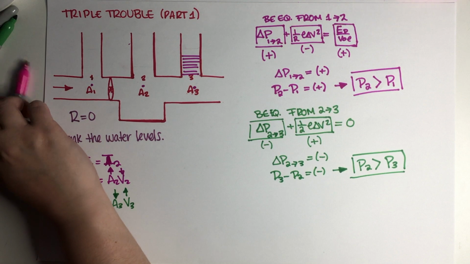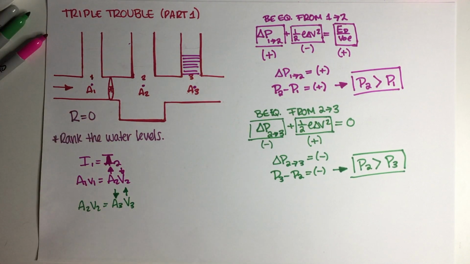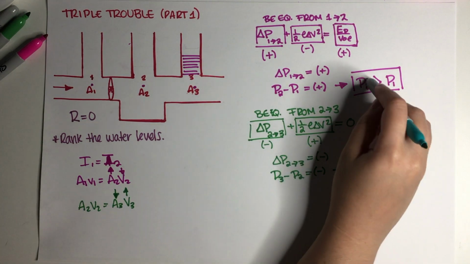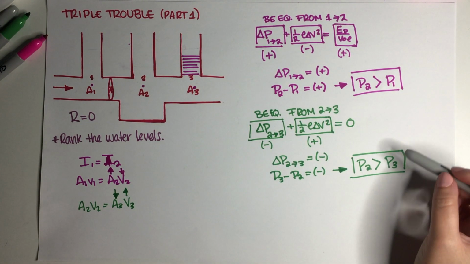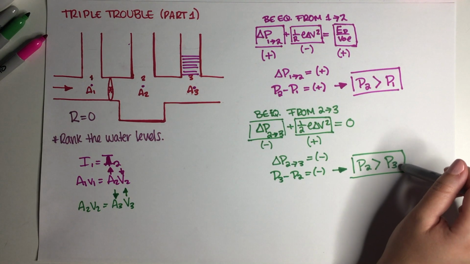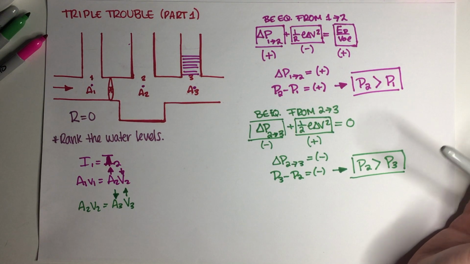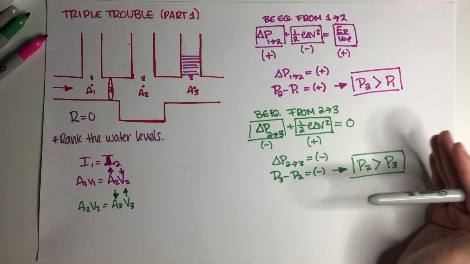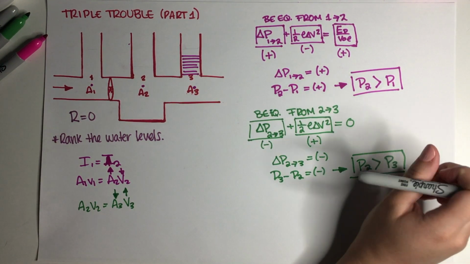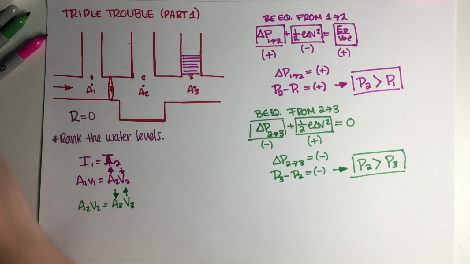Now at this point, it might seem like we have enough to give a final answer, but actually we don't, because even though we know that 2 is the highest pressure, we don't really know how 1 and 3 are related to each other. 3 could be higher than 1, 1 could be higher than 3, or they might be at the exact same height. So we actually need to do this one more time in order to figure it out. So let's just go ahead and do that real fast.